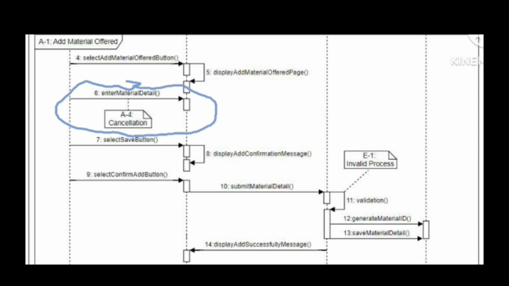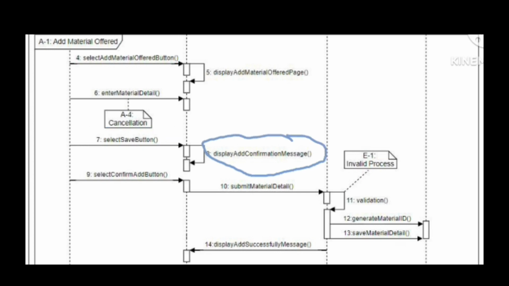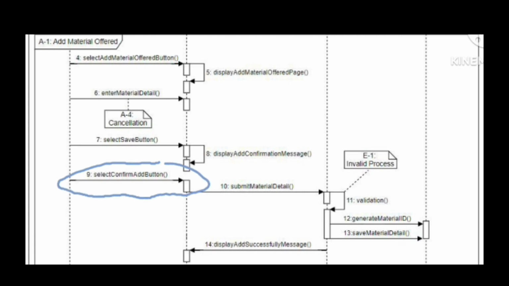Then, the supplier needs to enter material details and click Save. The screen will display a confirmation message to the supplier. The supplier can either click Confirm or Cancel. If the supplier confirms, the panel will submit the material details for validation. The validation will be invalid if the form is incomplete. And if the validation is successful, the system will generate an ID and save the material details into the database. Then it displays the Add Successfully message.